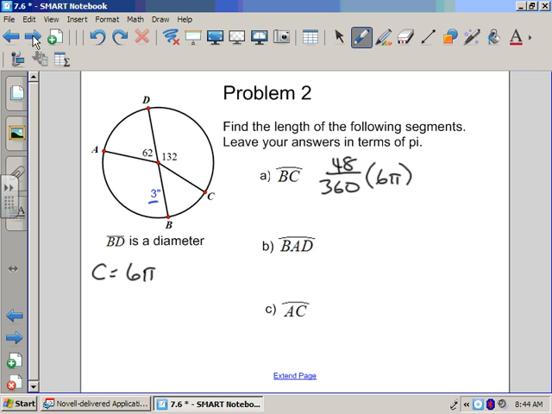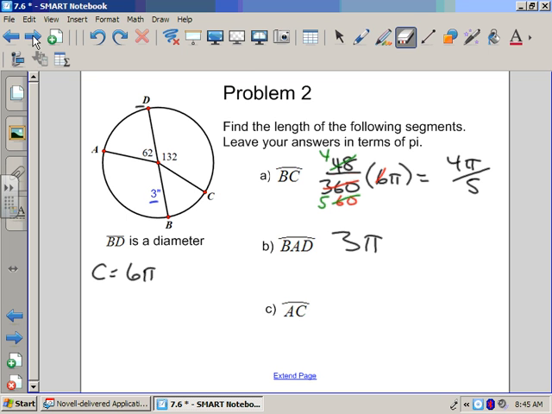Now I'm just going to do some simplifying. 6 goes into 360 60 times. And let's see, 12 goes into 48 4 times, and 12 goes into 60 5 times. And so my answer is going to be 4 pi over 5. How about the length of arc BAD? Well, that's exactly half of the circumference, and so I'm not going to have to do any work at all. I know that the length of arc BAD is 3 pi.